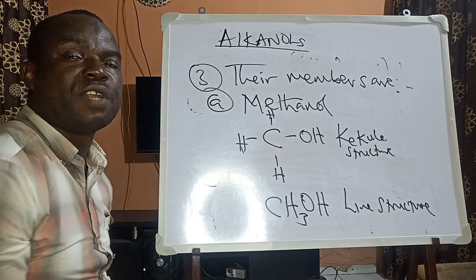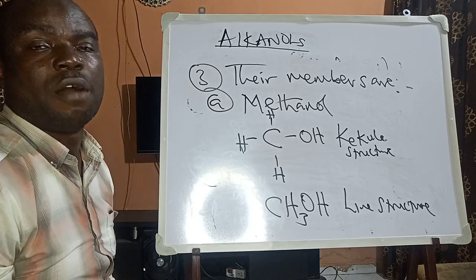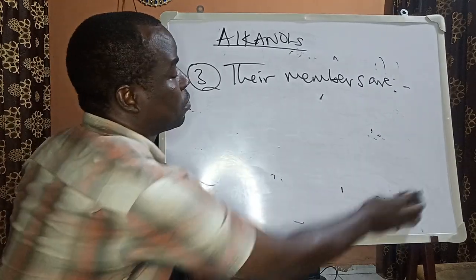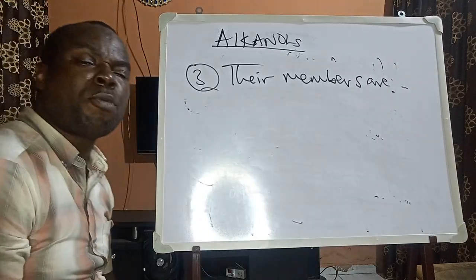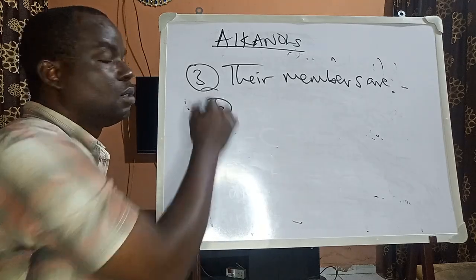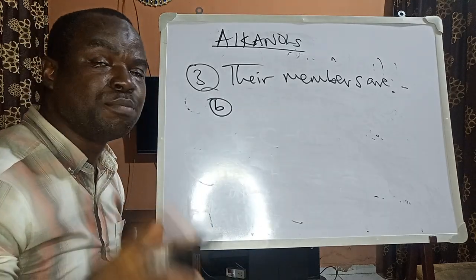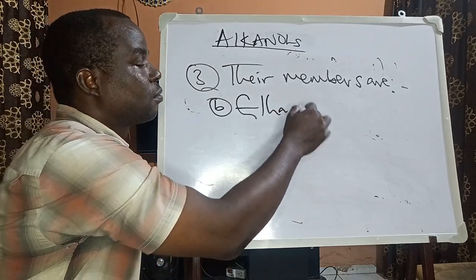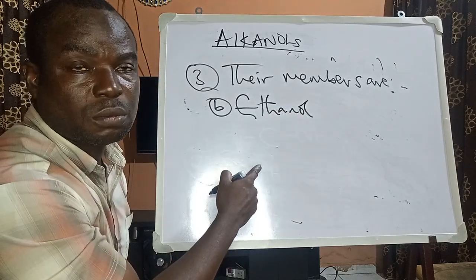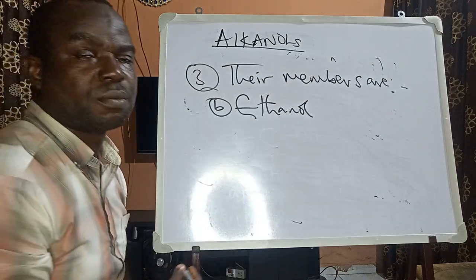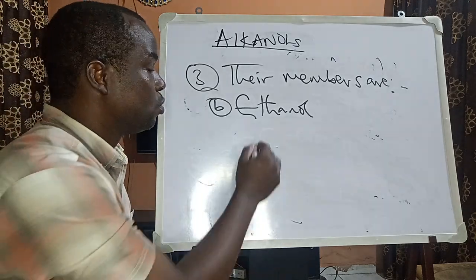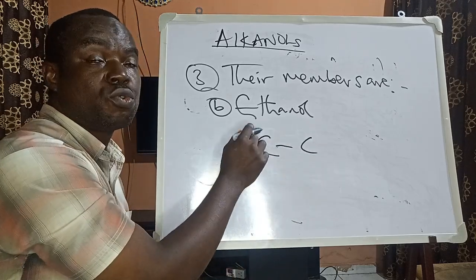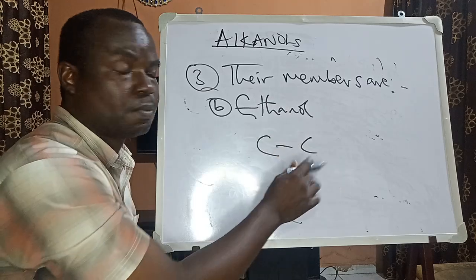Now, the second member of the alkanol family is eth. Remember I told you that eth means 2 carbon atoms. So we have ethanol. Now let us do ethanol. Eth means 2 carbon atoms. So we have 1, 2. Now remember I told you you must put 4 bonds around every carbon atom.